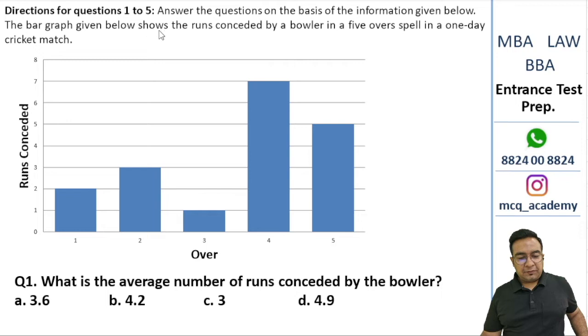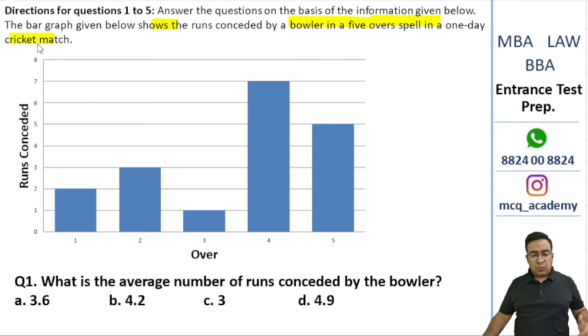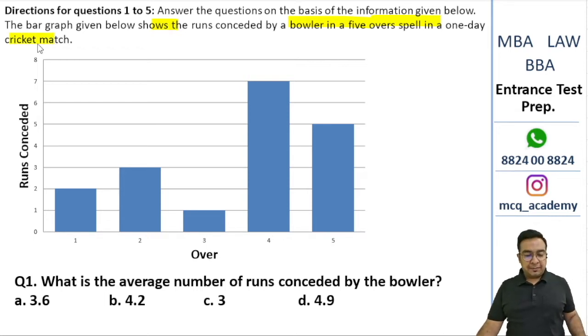The bar graph given below shows the runs conceded by a bowler in a 5 over spell in a one-day cricket match. तो आपको यहाँ पे एक bar graph given है in which you are provided with the runs conceded by a bowler and you are also provided with the individual data of the overs in which these runs have been conceded. So for example, for over number 1, the total number of runs conceded is equal to 2. For over number 2, the runs conceded is equal to 3.